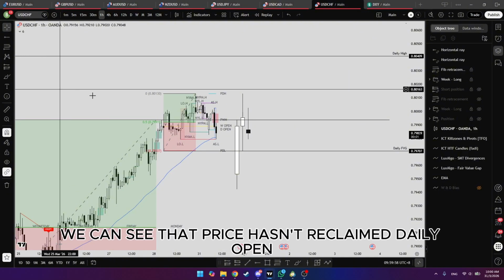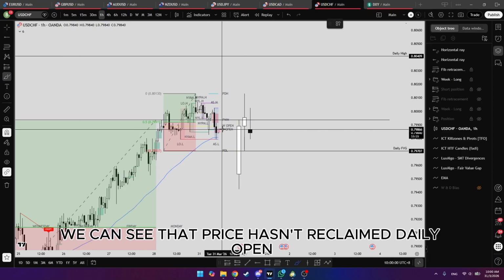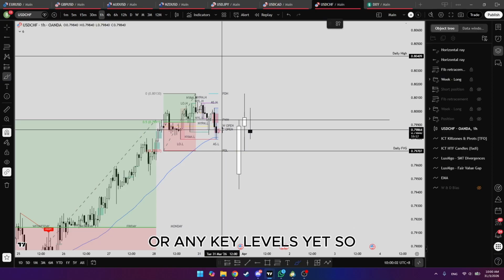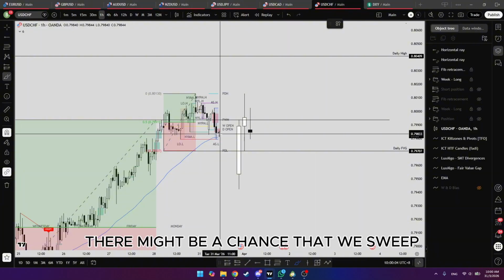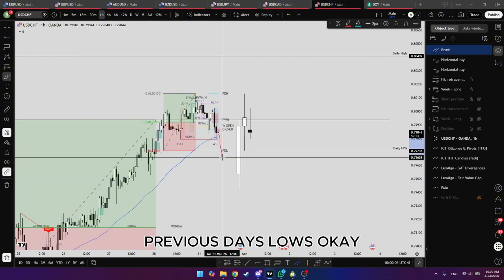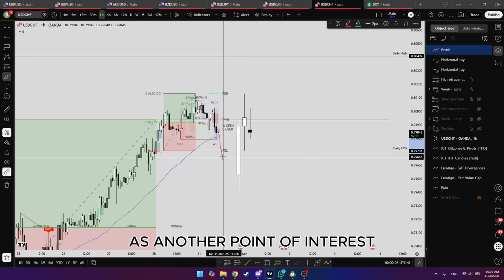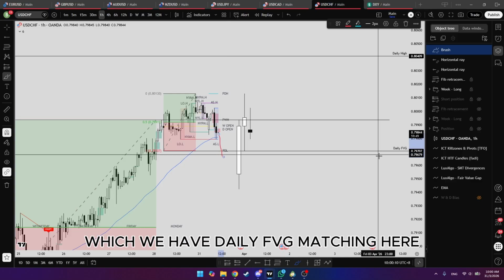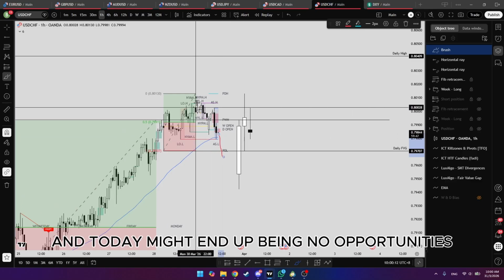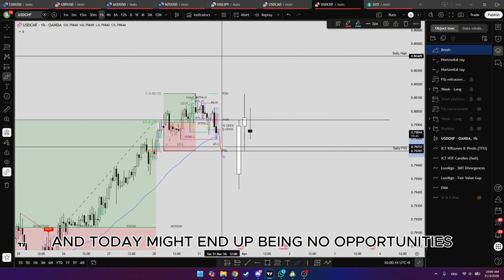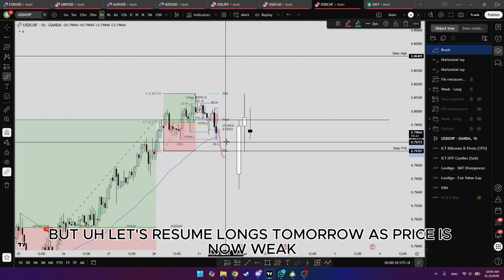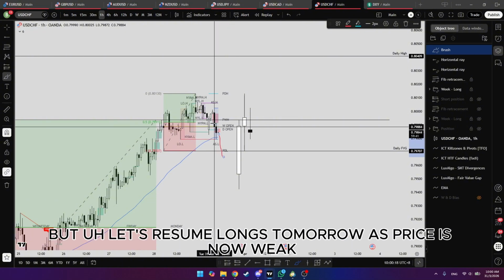But right now we can see that price hasn't reclaimed daily open or any key levels yet, so there might be a chance that we sweep previous day's lows. As another point of interest, we have a daily FVG matching here, and today might end up being no opportunities, but let's resume longs tomorrow as price is now weak.